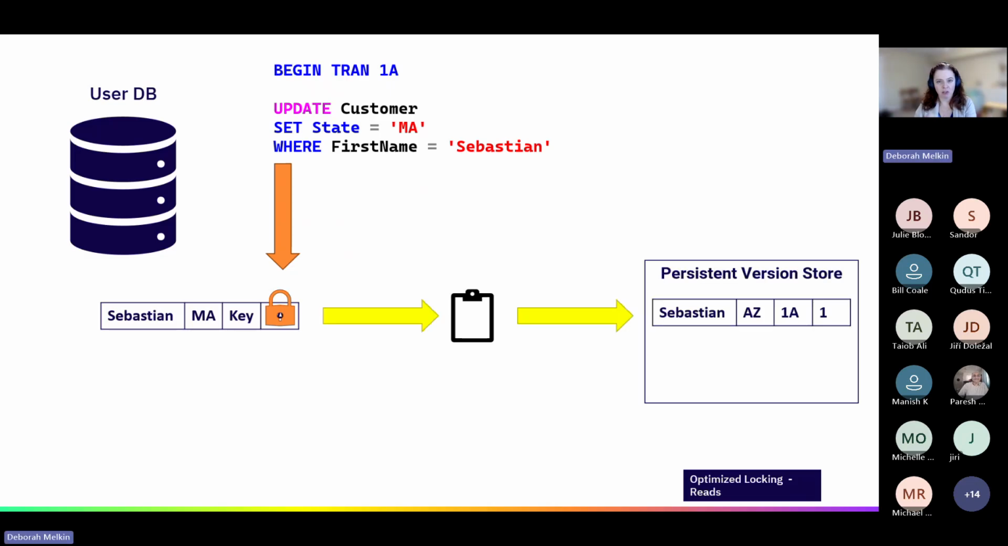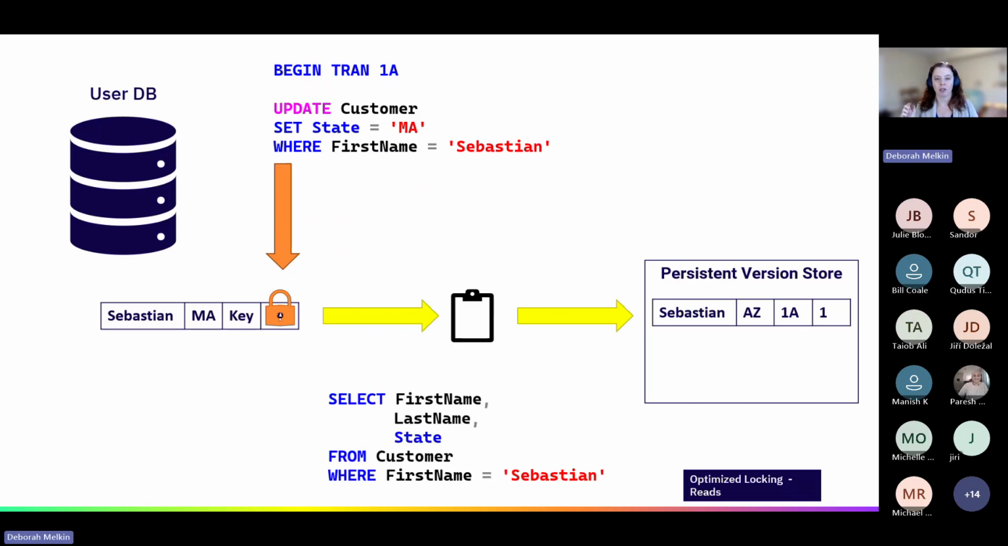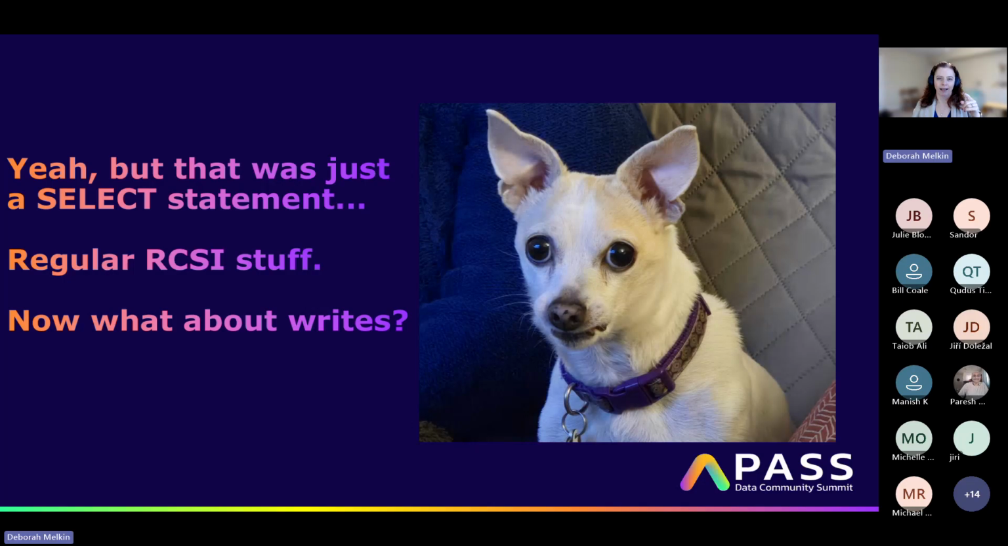We've written a previous version of it. It's still getting written. We still have a copy of the previously committed version in the version store. So now we need to go select the data, and it's going to our persistent version store. Great, it works. But as Sebastian just pointed out, that's for our regular select statement.